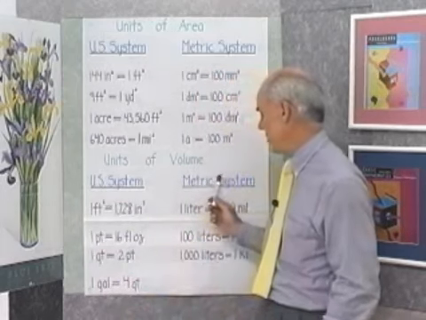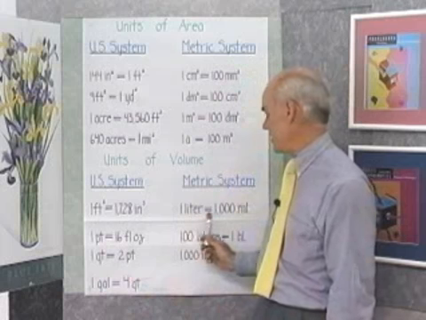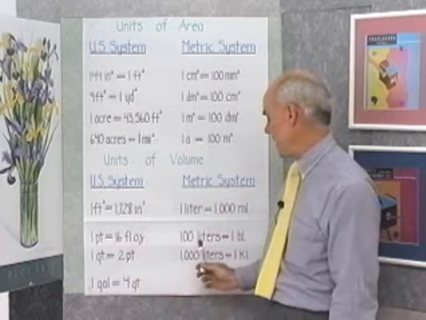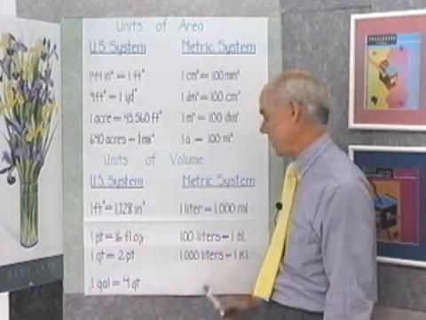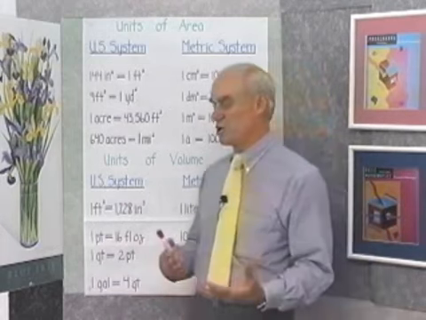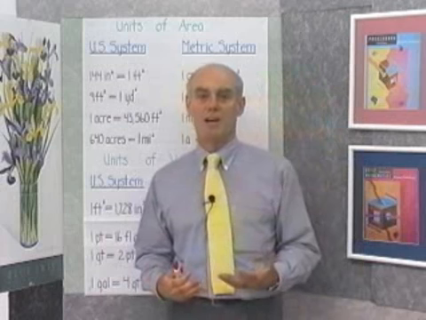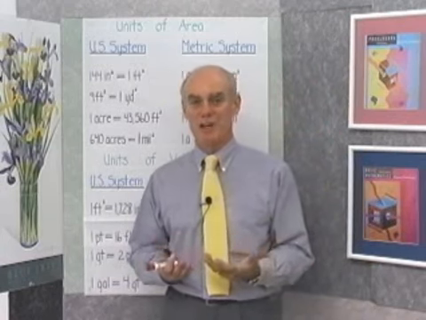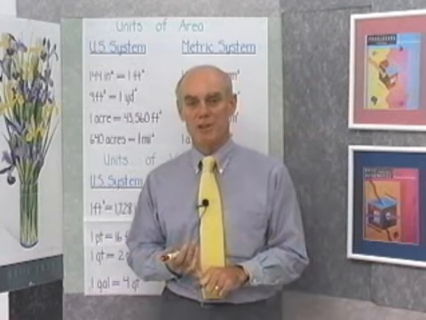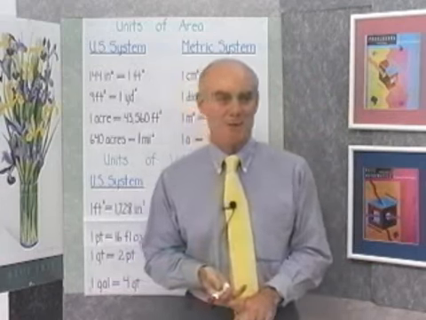system of measure. In the metric system, I have 1 liter is the same as 1,000 milliliters, and 100 liters is 1 hectoliter, and 1,000 liters is 1 kiloliter. So what we want to do is use these units of measure to convert from one kind of unit to another, and the units are going to involve both area and volume. Let's look at our first example.